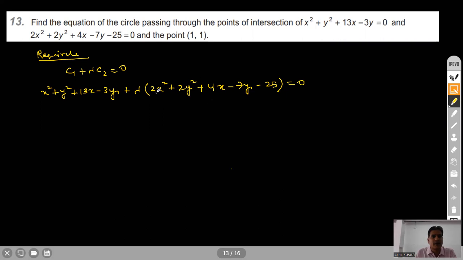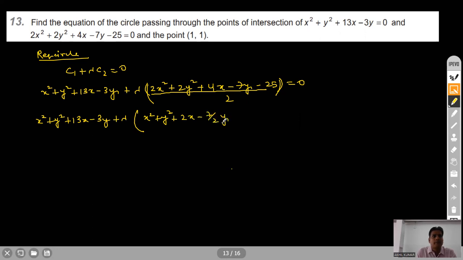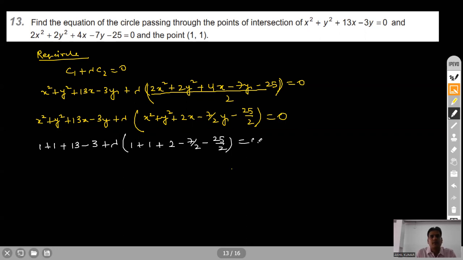But there is one catch. We have to make the coefficient of x square and y square as 1, right? So I have to divide this whole thing by 2, right? So it will become x square plus y square plus 13x minus 3y plus lambda into x square plus y square plus 2x minus 7 by 2 y and minus 25 by 2 is equal to 0. Okay. Now this circle is also passing through 1, 1. So it should satisfy this: 1 plus 1 plus 13 minus 3 plus lambda into 1 plus 1 plus 2 minus 7 by 2 minus 25 by 2 is equal to 0.